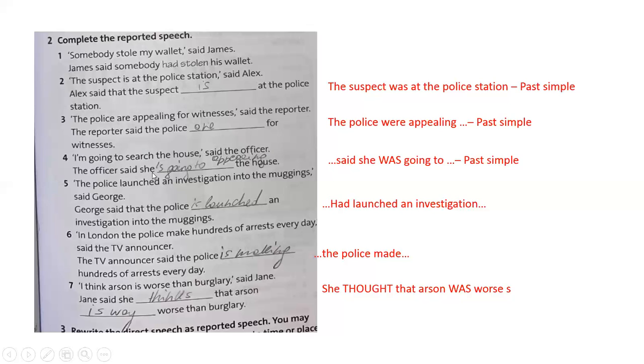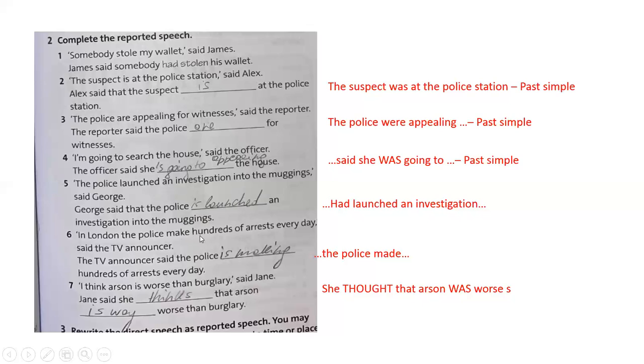"I'm going to search the house," said the officer. The officer said that we need to choose not am, not is, but again that would be past simple and the form corresponding to past simple is was. Number 5. "The police launched an investigation into the muggings," said George. George said that the police, instead of launched, we need to use had launched because past simple is changed to past perfect. So this is how our rule works. Had launched is the right answer.